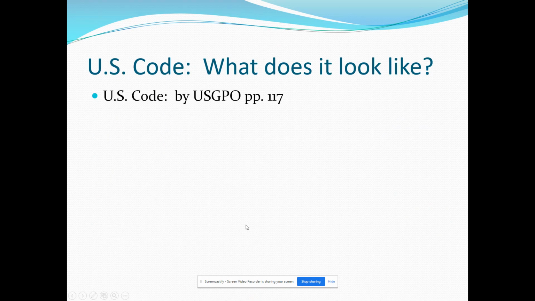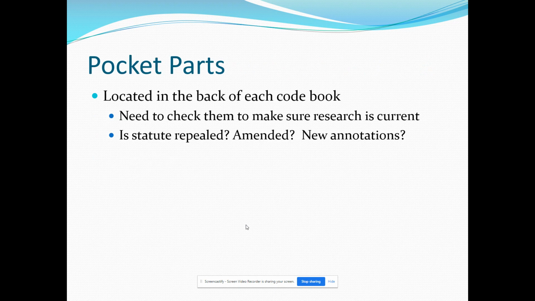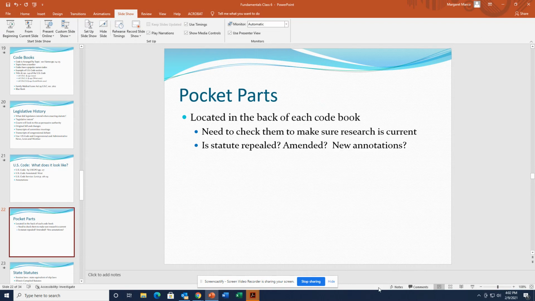Okay, so U.S. Code. I showed you this, what they look like. U.S. Code Annotated, U.S. Code Service, annotations. Okay, we did that. Remember to always look at the pocket part in the back for each of your code books. Need to check them to make sure that they haven't been changed.